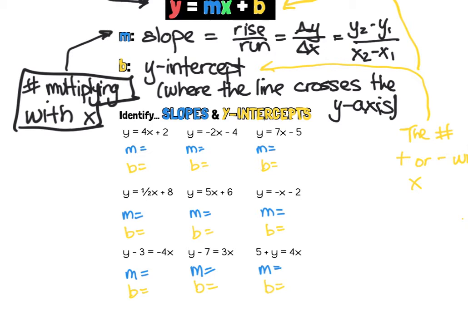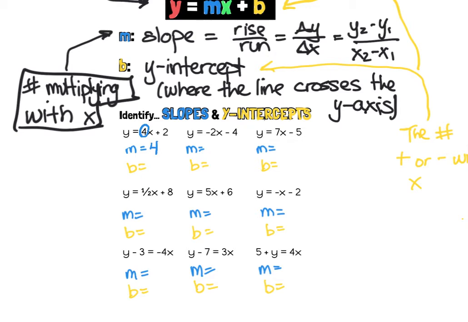So notice that when we are in slope-intercept form, which is y equals mx plus b, that's what we see at the top, notice that the equation is solved for y. So when we are looking at an equation that is solved for y, then we know that we are in slope-intercept form. Okay, so when we're in slope-intercept form, the number that is multiplying with x is our slope. That is our rate of change, our rise over run.